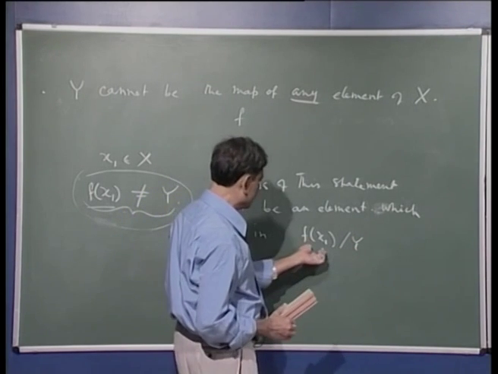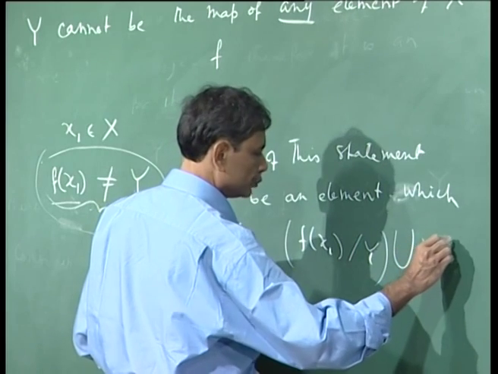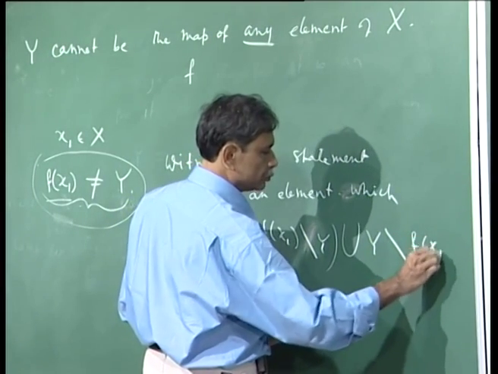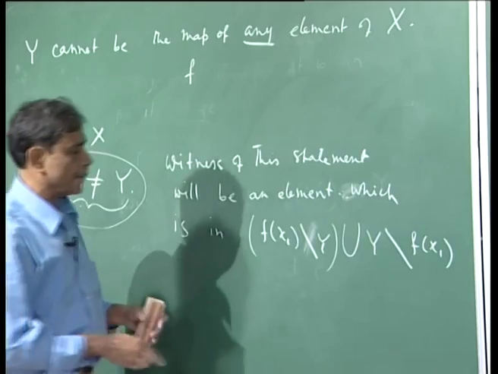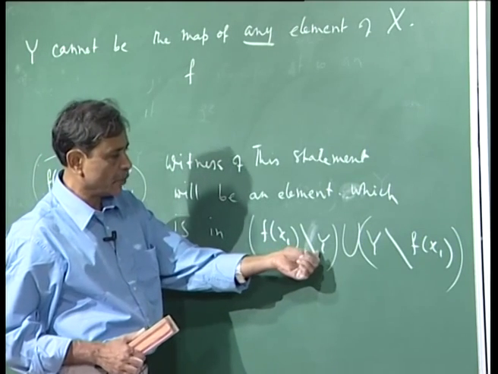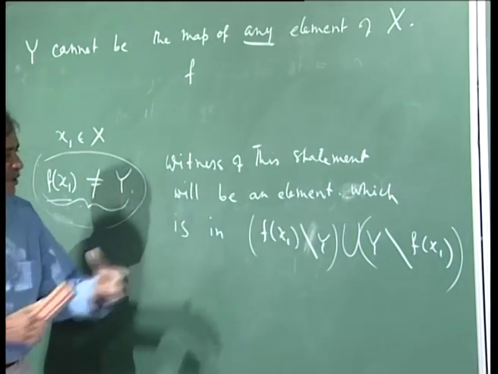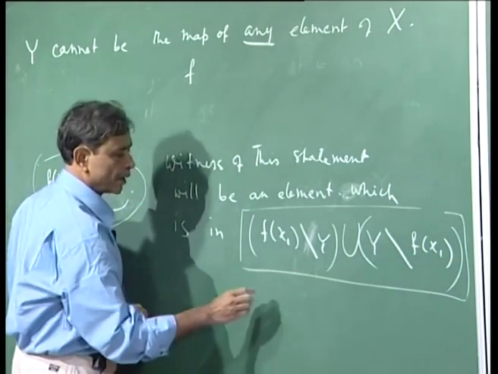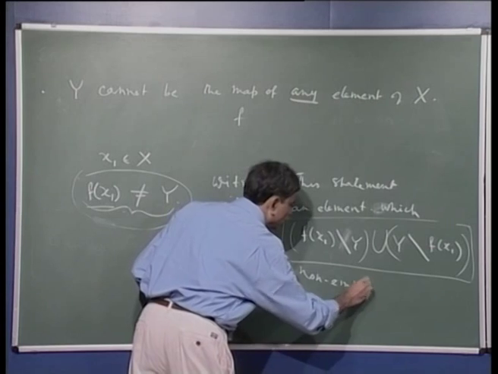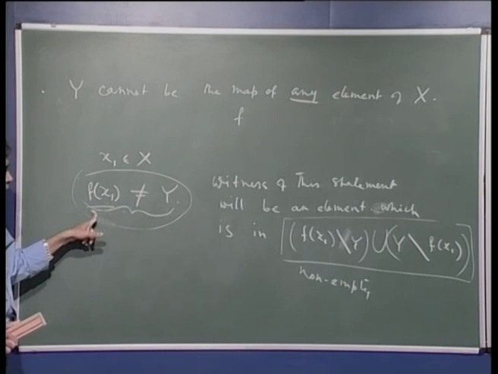It means all the elements which are in f(x) but not in Y, union the symmetric difference. So, basically what is this saying? That this part consists of all elements which are in f(x1) but which are not in Y. And this consists of all elements which are in Y but not in f(x1). So, now this entire set, if it is non-empty, that would imply this particular assertion, that these two sets are not the same.